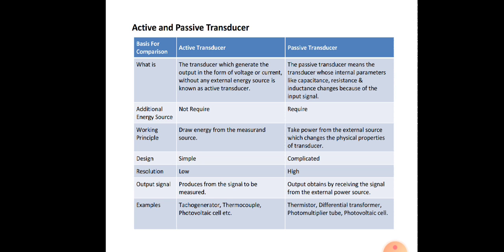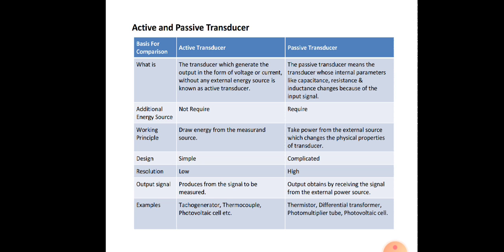Examples of an active transducer are the thermocouple, which is used for measurement of temperature, and the photovoltaic cell. And in the case of a passive transducer, examples are the thermistor and the differential transformer. All those things will come under passive transducers.